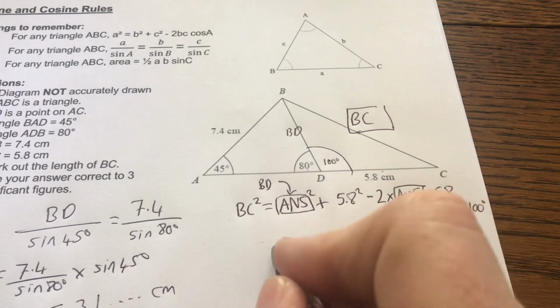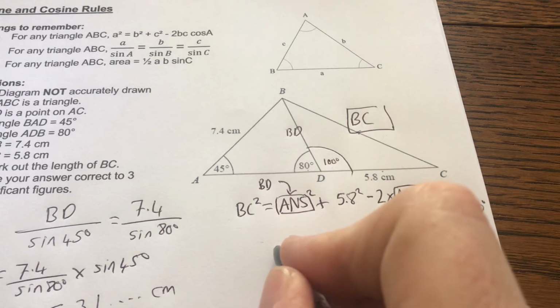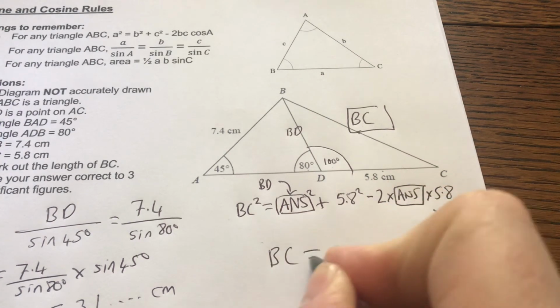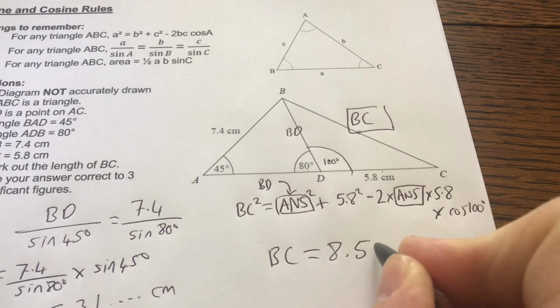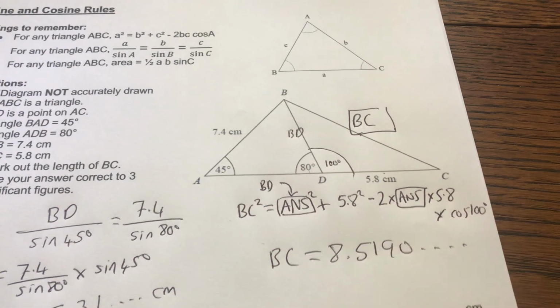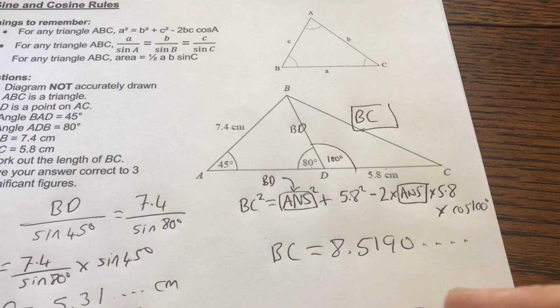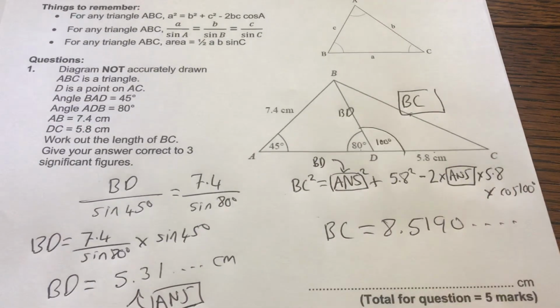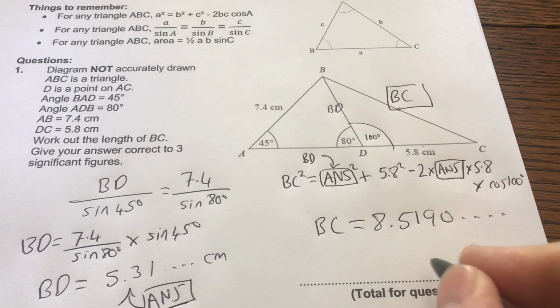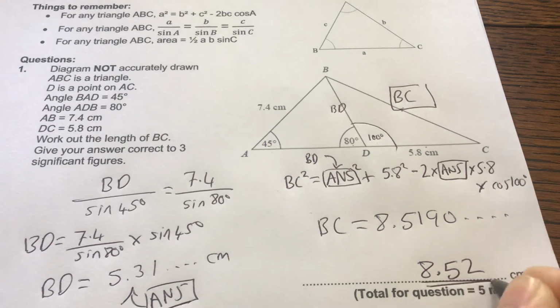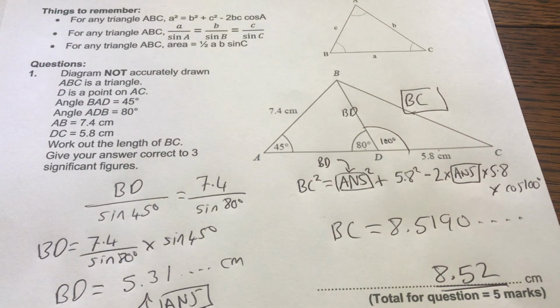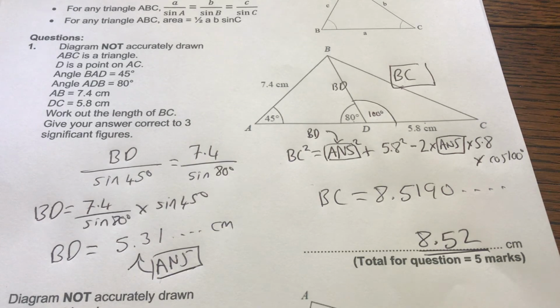You put that into your calculator and then hopefully you square root it and you'll get BC, and what should come up is 8.5190, loads of numbers there. You just want 3 significant figures. Please don't lose marks by not rounding to what they ask. So that would be 8.52. And there you go. So that is a good example of using the sine rule then cosine rule, both rules in combination.